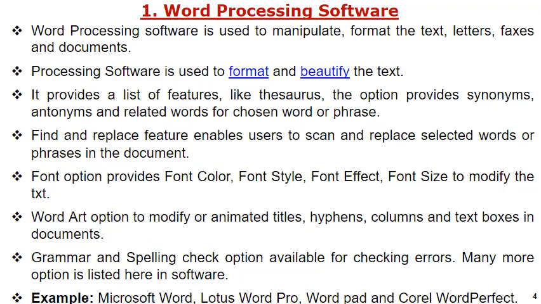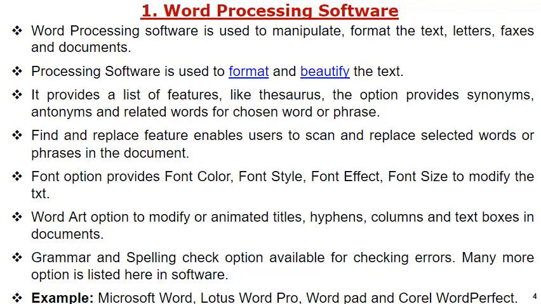Now we are going to see the first category of software, which is known as word processing software. Word processing software is used to manipulate and format text, letters, faxes and documents. It is specifically used for a collection of words, to create paragraphs, articles and books. These are the main purposes of this software. Word processing software is used to format and beautify the text. You can see that blue color is used, so that is going to beautify the text.